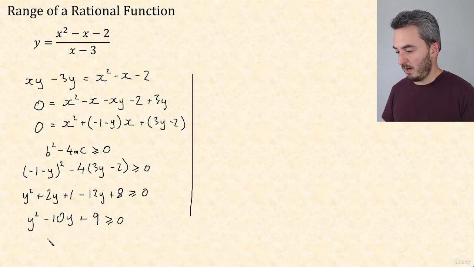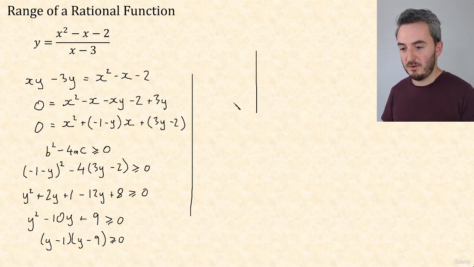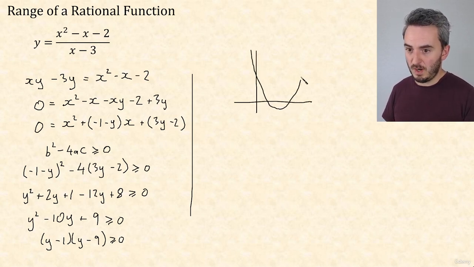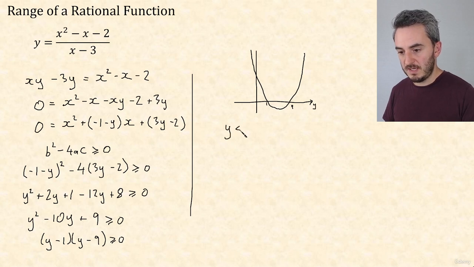Right, solving that however you like, it's y minus 1, y minus 9 is greater than or equal to 0. Now, maybe you just know how to do these, maybe you've got your calculator to do it. Imagine a quadratic in y, so it's like y values on here. We've got 1 here, 9 here. When is it greater than 0? Well, it's y is less than or equal to 1, and y greater than or equal to 9. And this is the range of the function. So these are the possible y values.